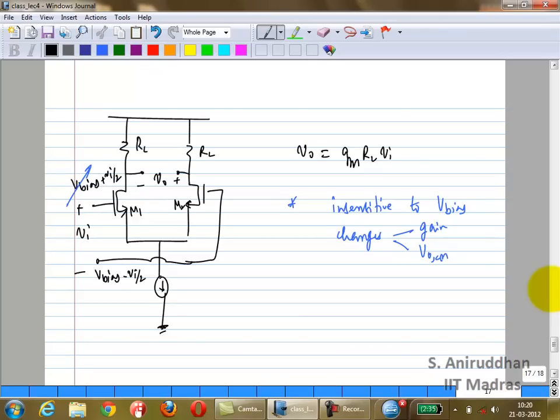Ideally, if your current source has some resistance, RSS, let's say, then you can calculate a GM over 1 plus GM RSS, the transconductance times RL would give you the gain. Now you can find out your common mode rejection. So this particular circuit has common mode rejection.